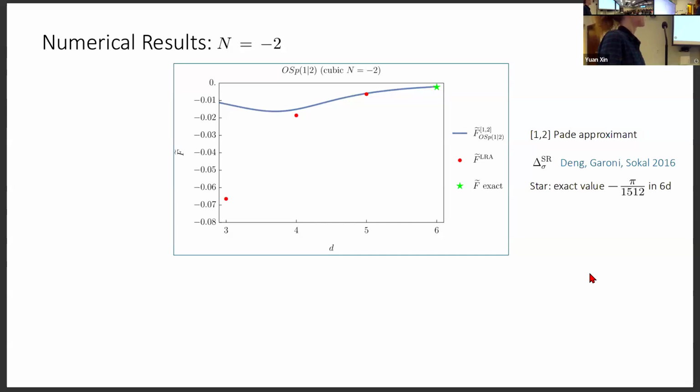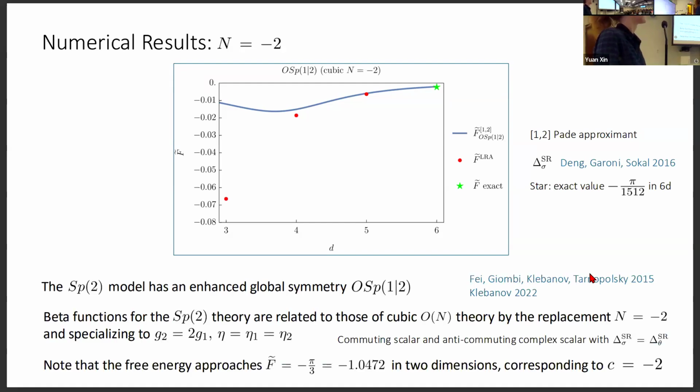There's also this additional interesting model with n equals -2. So yeah, this n equals -2 case corresponds to an Sp(2) model, and it has a fixed point with an enhanced global symmetry of OSp(1|2). The beta functions for the Sp(2) theory you can get from the O(N) theory by the replacement N is -2 and specializing to a particular relation between the couplings. And this theory involves a commuting scalar and anti-commuting scalar with the same dimension.